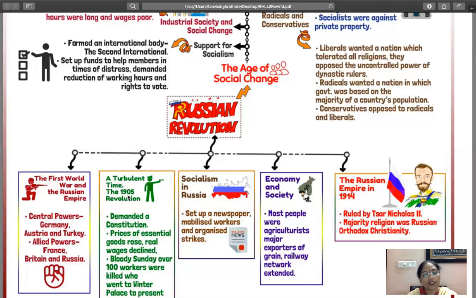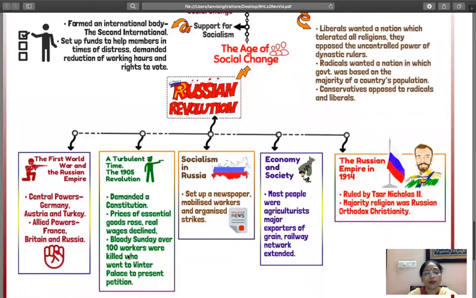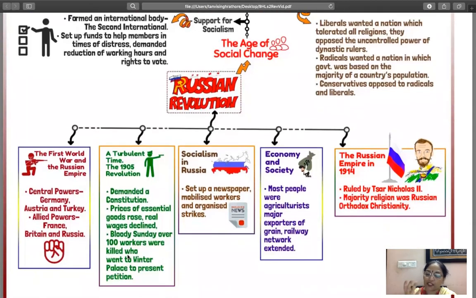Okay. Now, a turbulent time. Turbulence, we know, we have already done about the 1905 revolution. So let's see this. Of course, they demanded a constitution. They wanted the prices of essential goods, which rose, because the prices were going up.